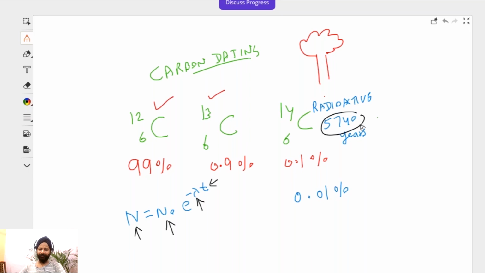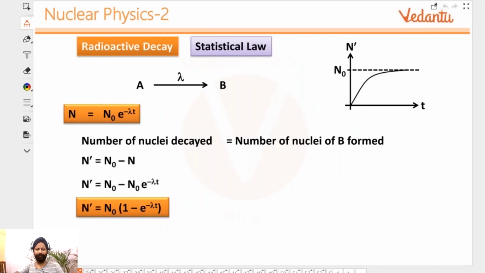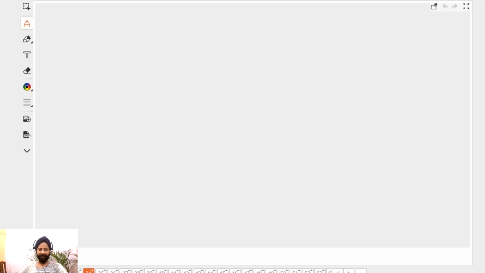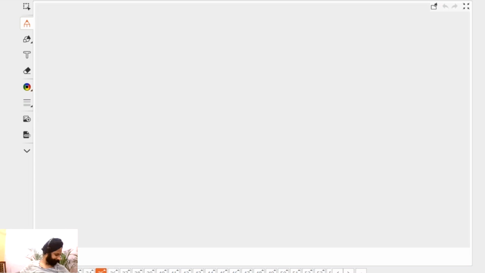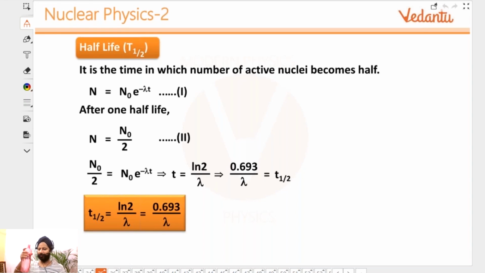So let's see. We already found how much remained. So how much has decayed? Obviously, how much has decayed is how much you started with minus how much is remaining, right? That's what we are doing. This is nothing new, you're just subtracting. Half-lives we already did. I'm going to just show you the slide here, not going to speak anything. This is how these are related. 0.693, you have to remember that that's log 2.